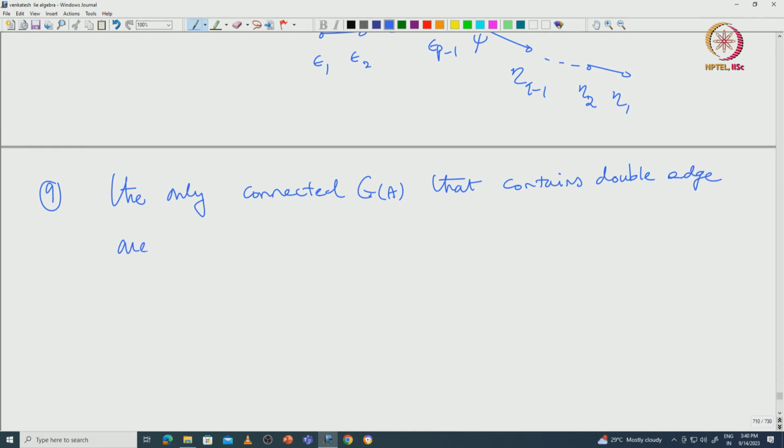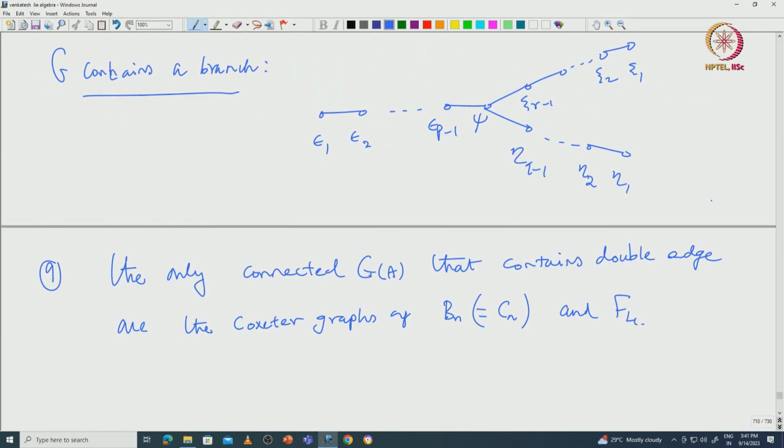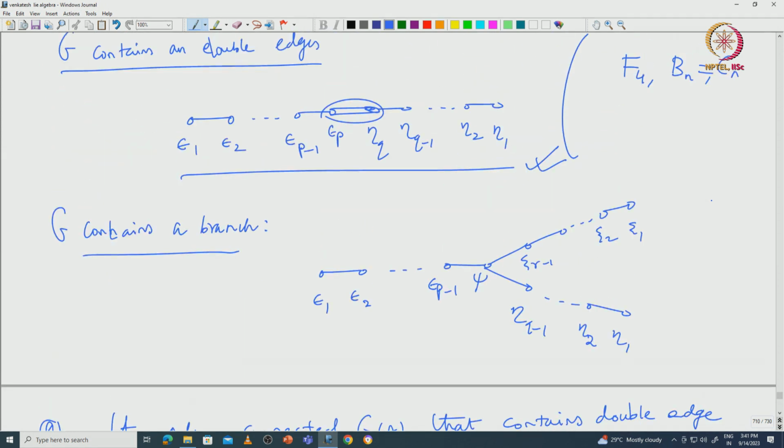So, or the Coxeter graph of Bn, which is the same as Cn and F4. Okay. So, how does one prove this? Here is the trick. We consider two particular elements and then compute the inner product between them as before. Again, the inner product will contain all the restrictions that we need.